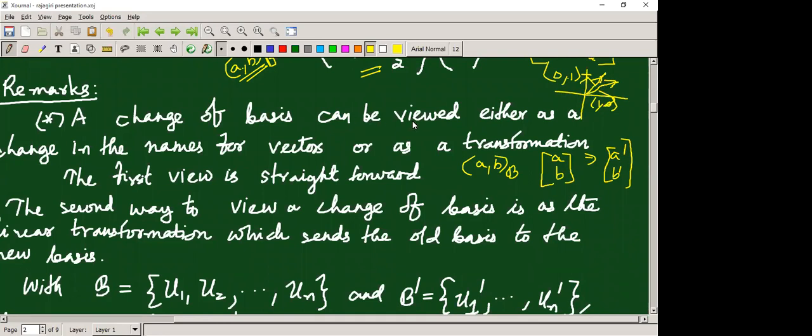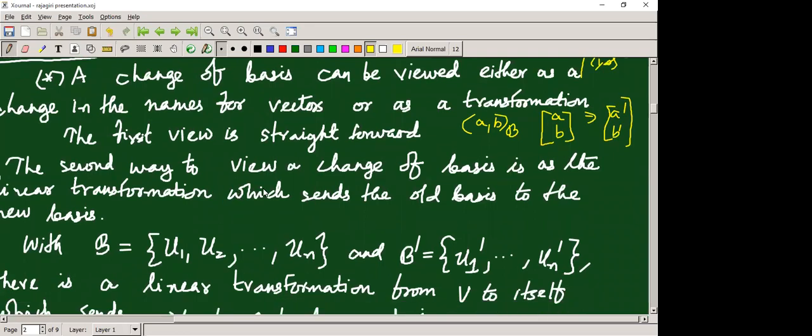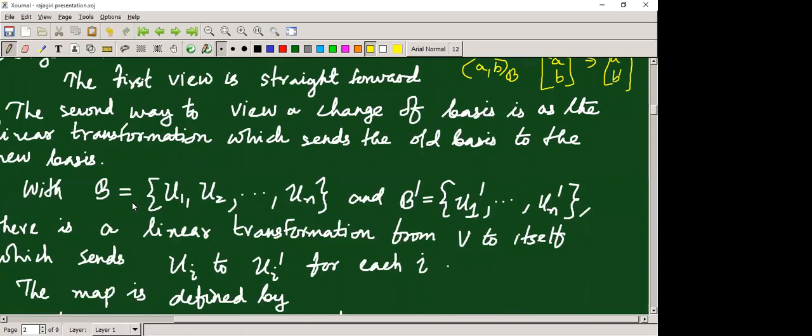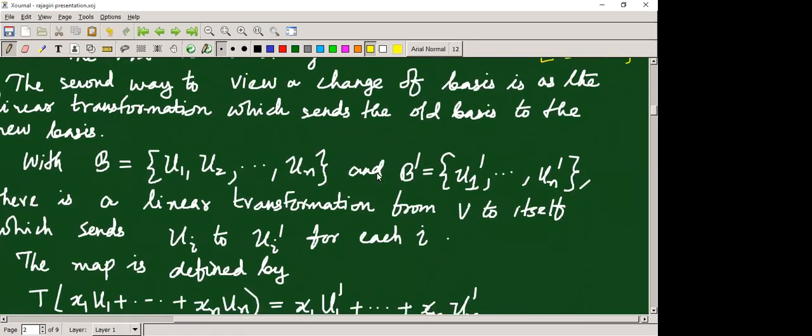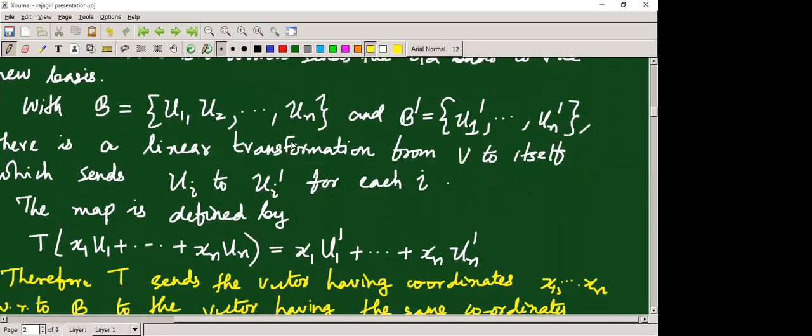So a change of basis can be viewed either as a change in the name for vectors, or secondly, as a transformation. The first view is straightforward. The second way to view a change of basis is as the linear transformation which sends the old basis to the new basis. We can discuss this a little. Take B = {U1, U2, ..., UN} and B dash = {U1 dash, U2 dash, ..., UN dash}. There is a linear transformation from V to itself which sends Ui to Ui dash for each i. So these are two bases.